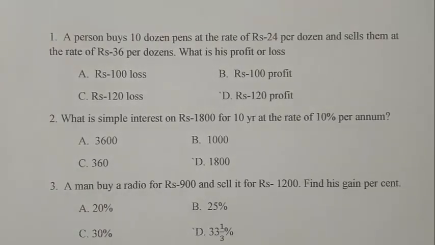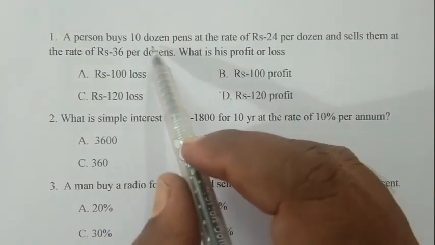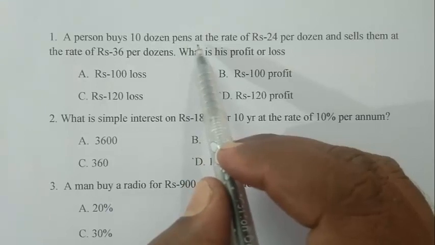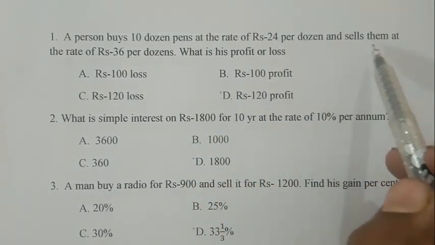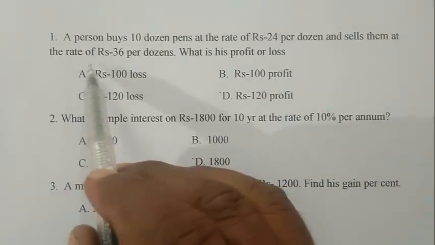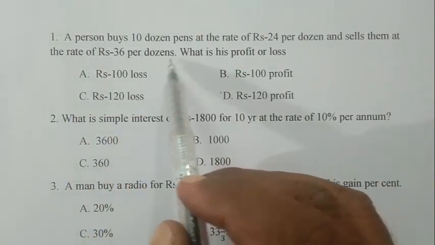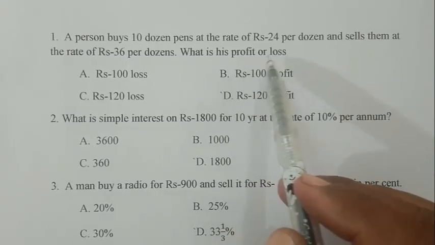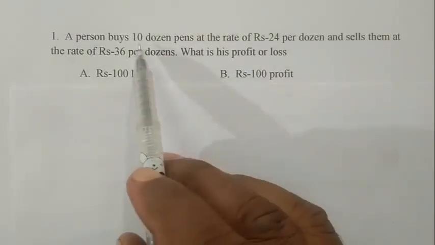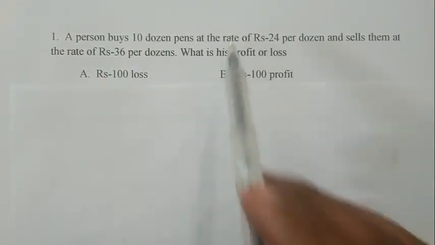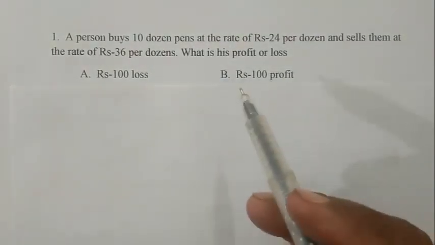Question number 1. A person buys 10 dozen pens at the rate of rupees 24 per dozen and sells them at the rate of rupees 36 per dozen. What is his profit or loss? At first we calculate the cost price of the pens. After that we calculate the selling price of the pens.